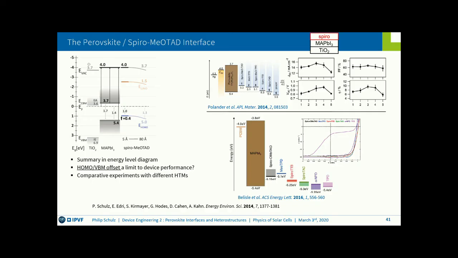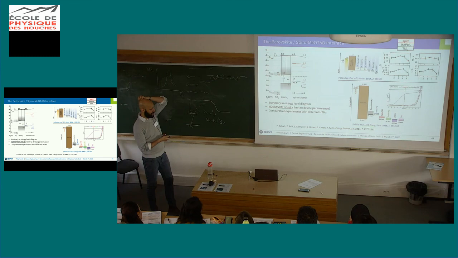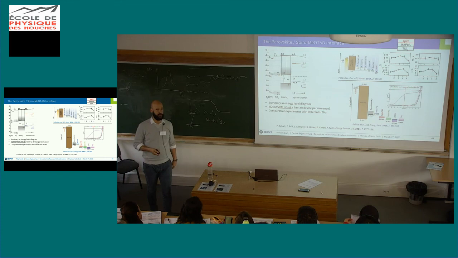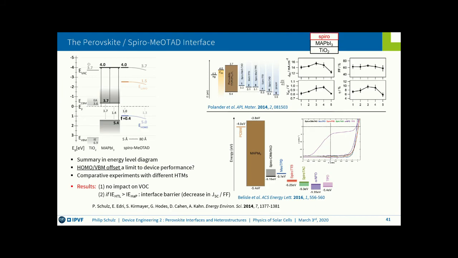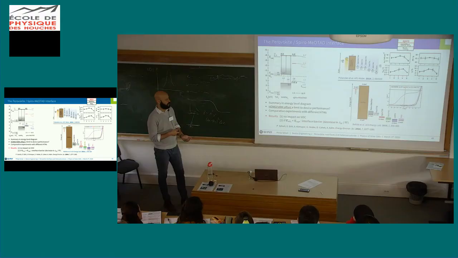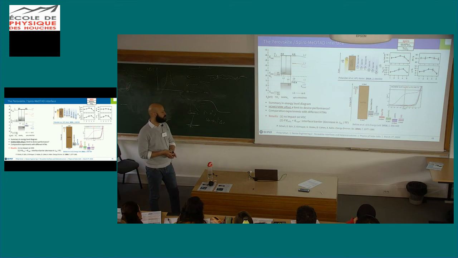So there were follow-up studies, and I want to point out one particular study from Rebecca Belisle, where they repeated this and saw no significant change in the open circuit voltage, except if you go into a scenario where your HOMO level is really deeper than the valence band of the perovskite. Now you are in a regime where you can't extract holes as well any longer, and you get a really faulty curve with this double diode behavior, small short circuit current, and a hit in fill factor. So the immediate result was that we don't see any impact on the open circuit voltage, but if the ionization energy of the hole transport layer is larger than the ionization energy of the employed halide perovskite, then you will get an interface barrier that would impede your extraction.